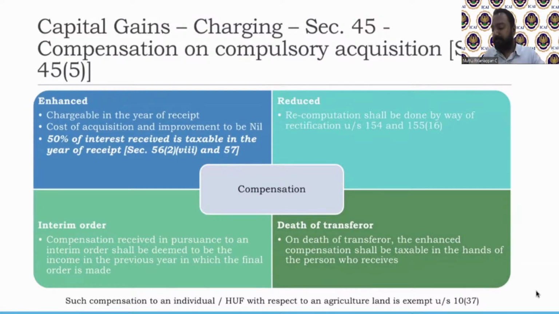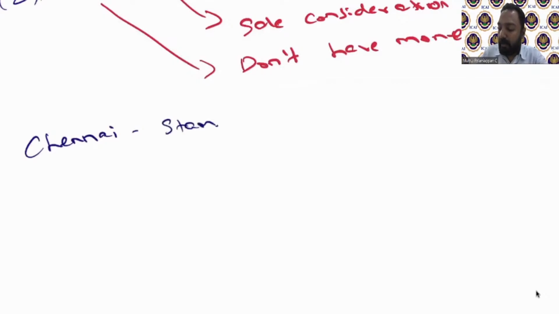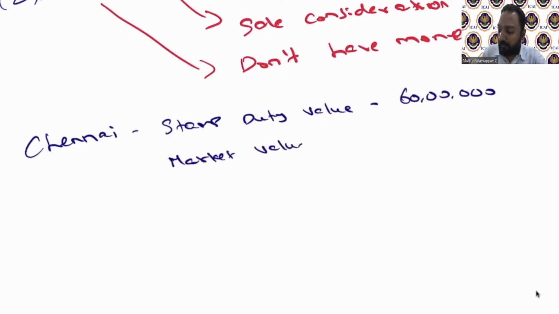Now let's say I have a property in Chennai. Let's assume the stamp duty value, which is called the guideline value, the value determined by the government, is 60 lakhs. The market value is 95 lakhs.